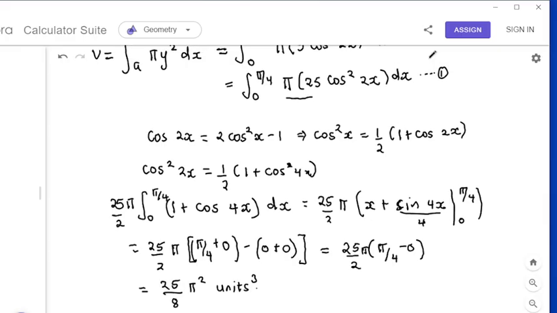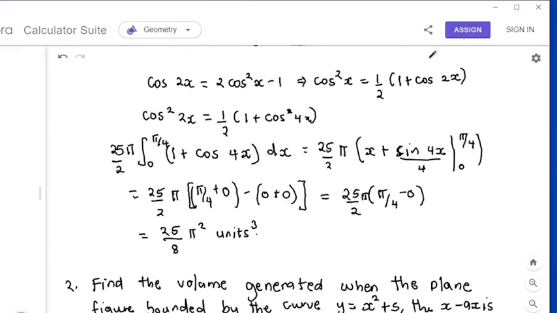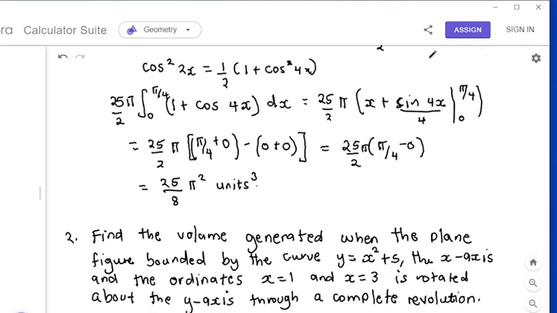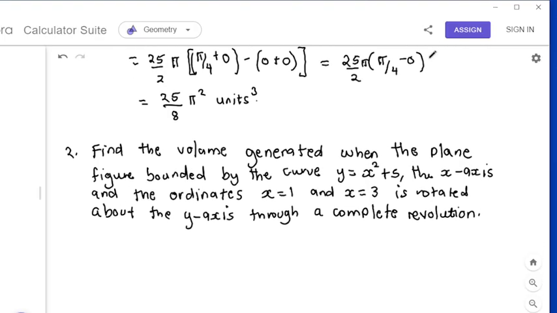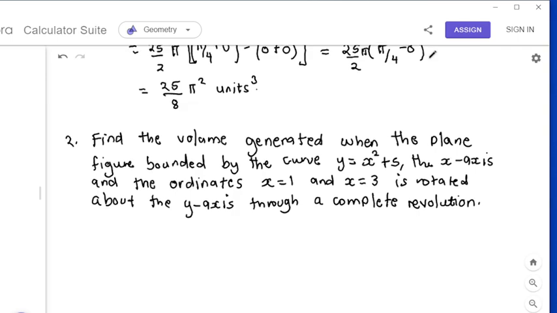Now, next, for example 2, our question reads that find the volume generated when the plane figure bounded by the curve, the x-axis, and the ordinates is rotated about the y-axis through a complete revolution. So here our formula will change because one is about the x-axis, the other one is about the y-axis. So we're going to get V from a to b, the formula is 2 pi x y dx.